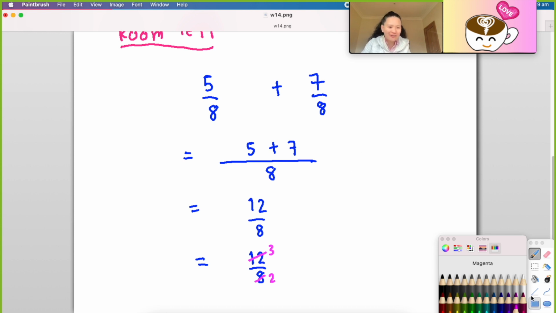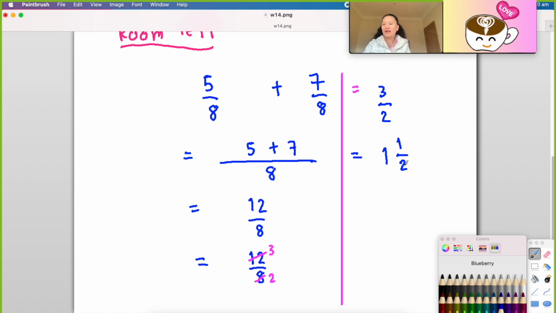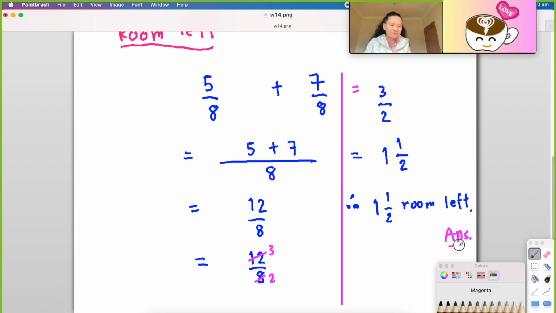So now we have, okay, I don't have enough space, so I'm going to write down from here. So now I have 3 out of 2, which is equal to 1.5. So that means there is an equivalent of 1.5 rooms left. Or you could say that 1.5 room left. And here is your answer. 1, let's go.